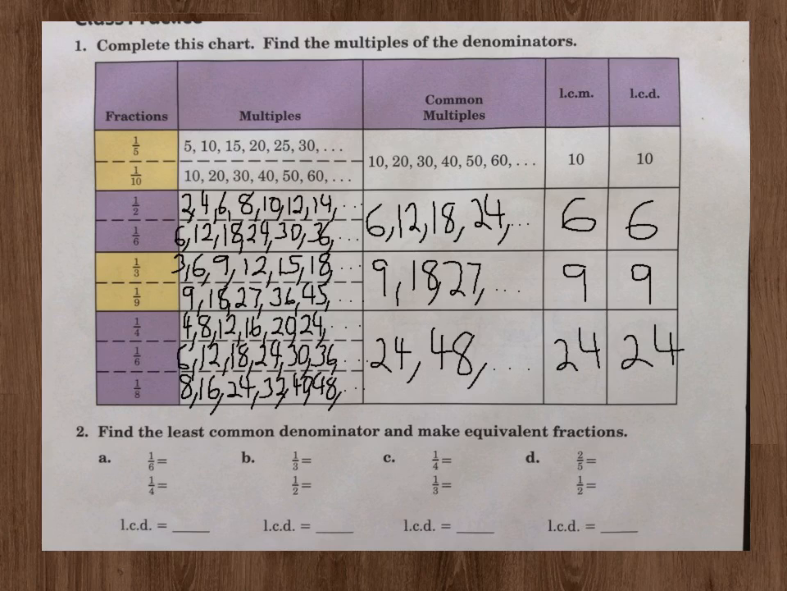Now, this LCD, we're now going to use that for working on number 2. It says to find the least common denominator and make an equivalent fraction. All right. So, 6 and 4. We need to find the lowest number that 6 and 4 both go into. Well, 6 goes into 6, and then 6 goes into 12. 4 goes into 4, 4 goes into 8, 4 goes into 12. So 12 is the lowest number that they both go into.